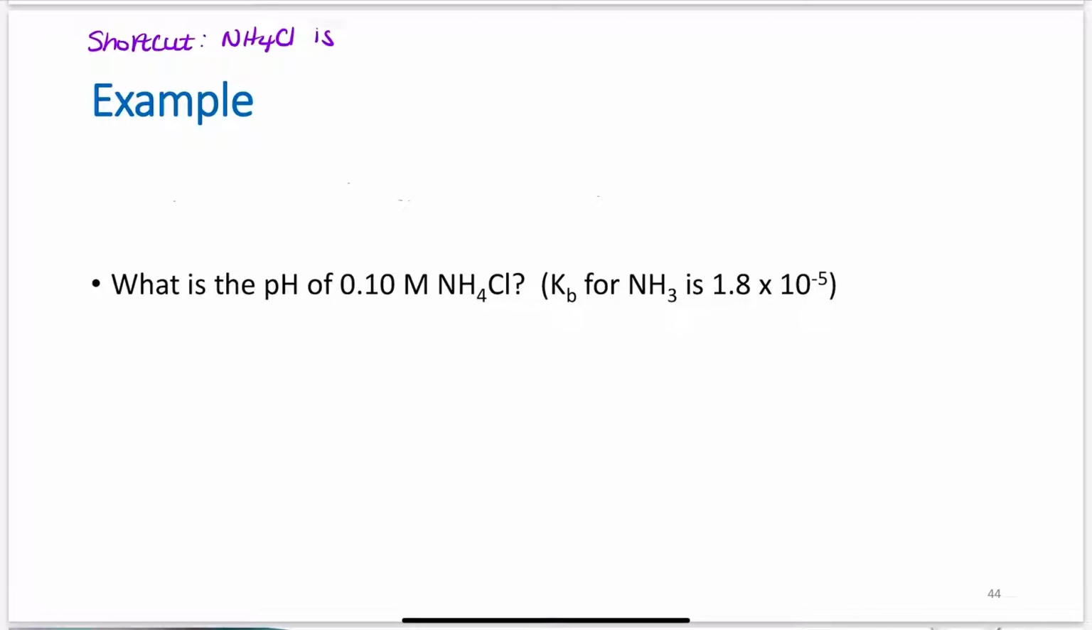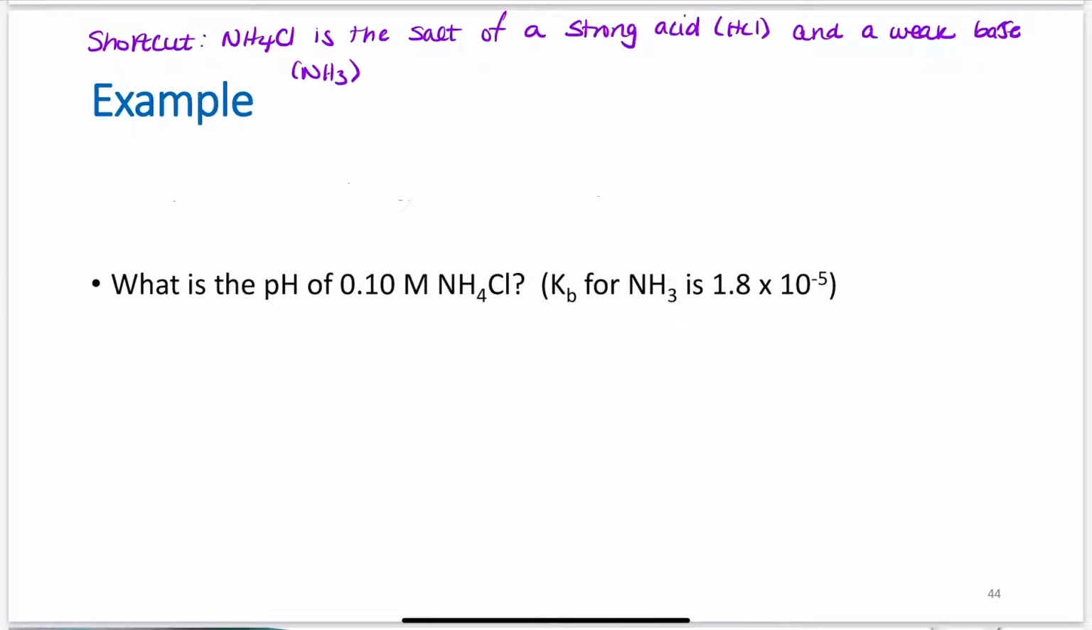NH4Cl is the salt of a strong acid, HCl, and a weak base, ammonia. Therefore, the pH is going to be less than 7.